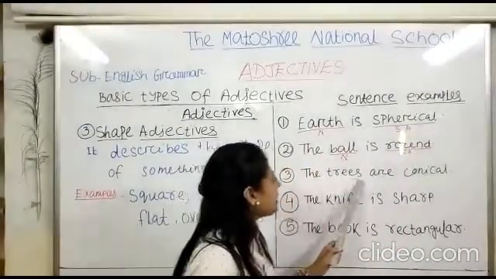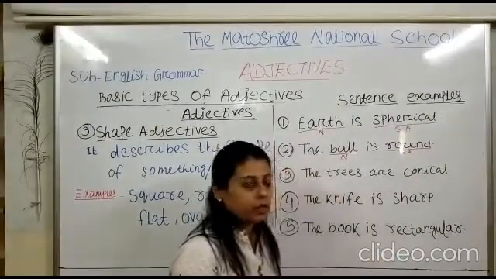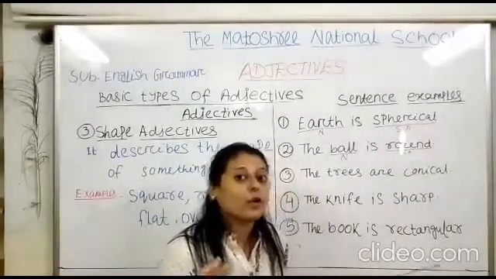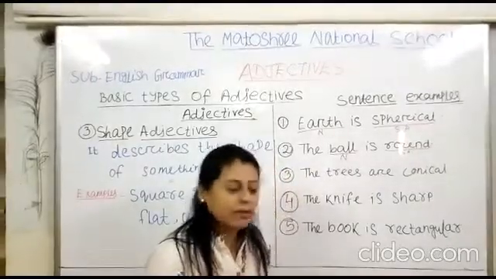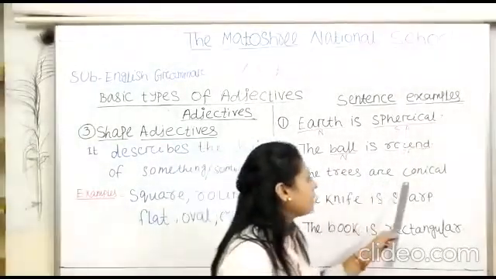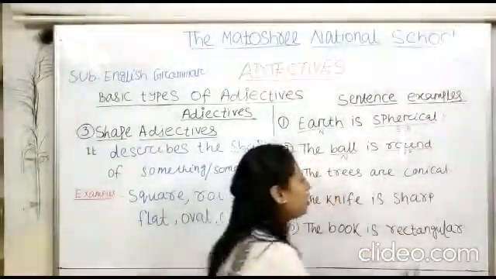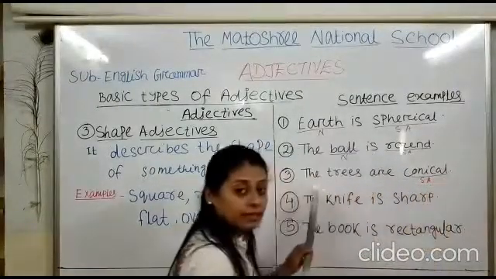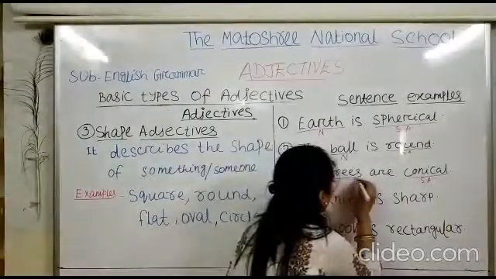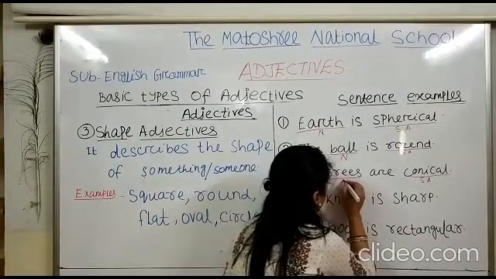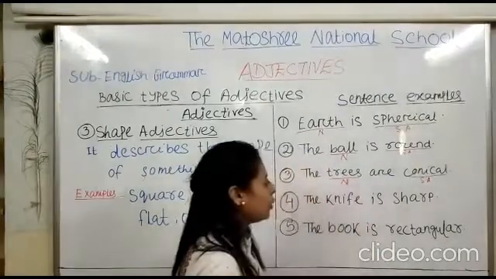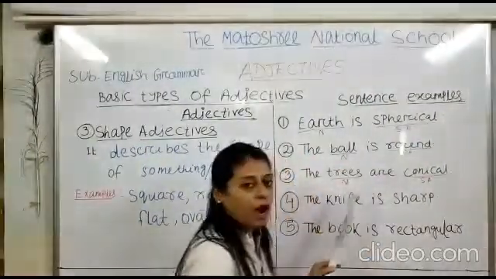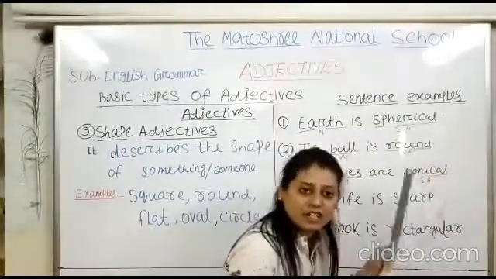Next, the trees are conical. Have you seen the pictures of pine trees? Pine trees are conical in shape. Here, conical is a shape adjective, and trees are the noun. So, here, conical describes the shape of the trees. How is it? It is conical in shape.